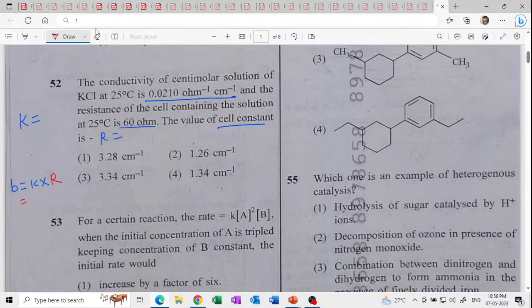So this is K. What is the value of K? 0.0210. And what is R? R is 60. So 0.0210 into 60, the value becomes 1.26 per centimeter.